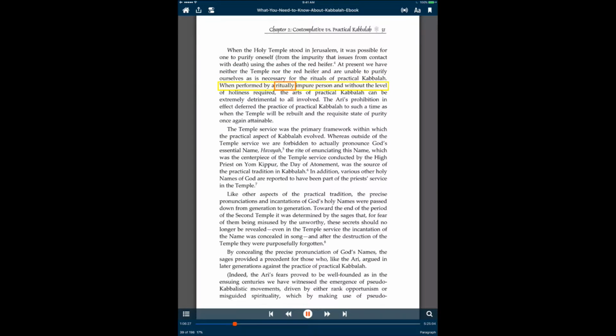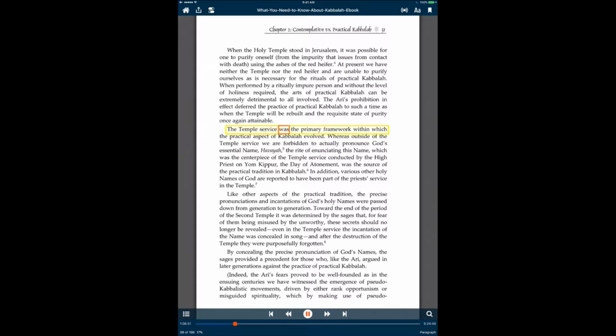When performed by a ritually impure person and without the level of holiness required, the arts of practical Kabbalah can be extremely detrimental to all involved. The Ari's prohibition in effect deferred the practice of practical Kabbalah to such a time as when the temple will be rebuilt and the requisite state of purity once again attainable.